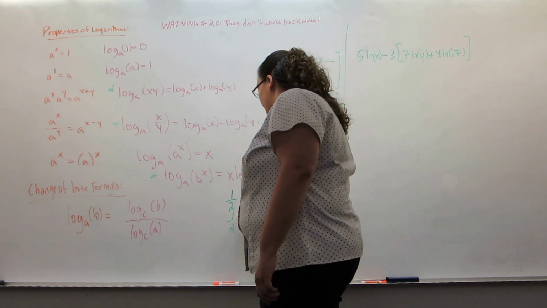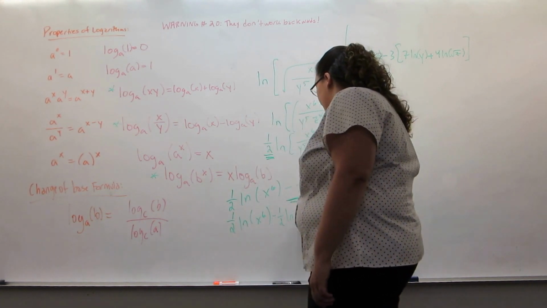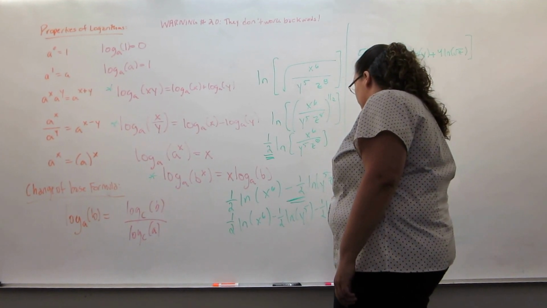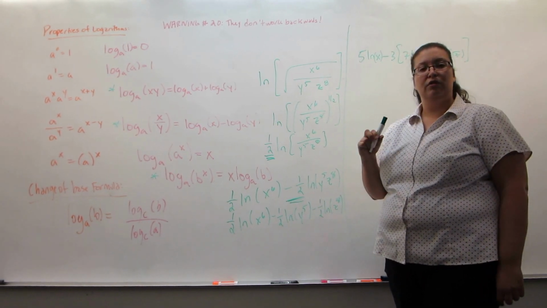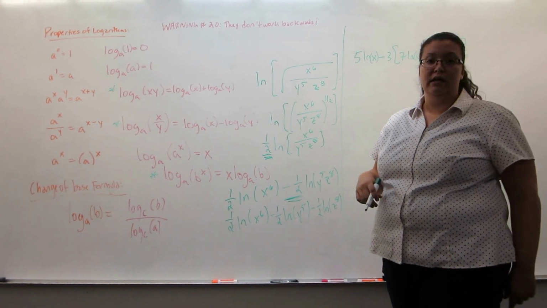So I get 1/2 ln of x to the 6th minus 1/2 ln of y to the 5th minus 1/2 ln of z to the 8th. Notice, everything that was on top in the original is positive in front of it, and everything that was on bottom in the original is negative in front of it.